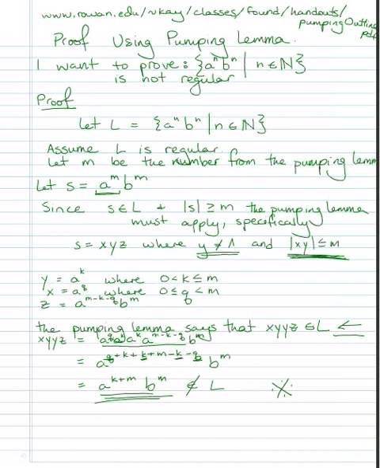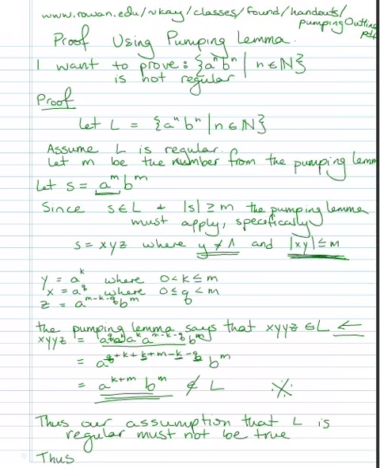Given our contradiction, we know that our assumption that L is regular must not be true. Thus, L must not be regular. We're done. QED.